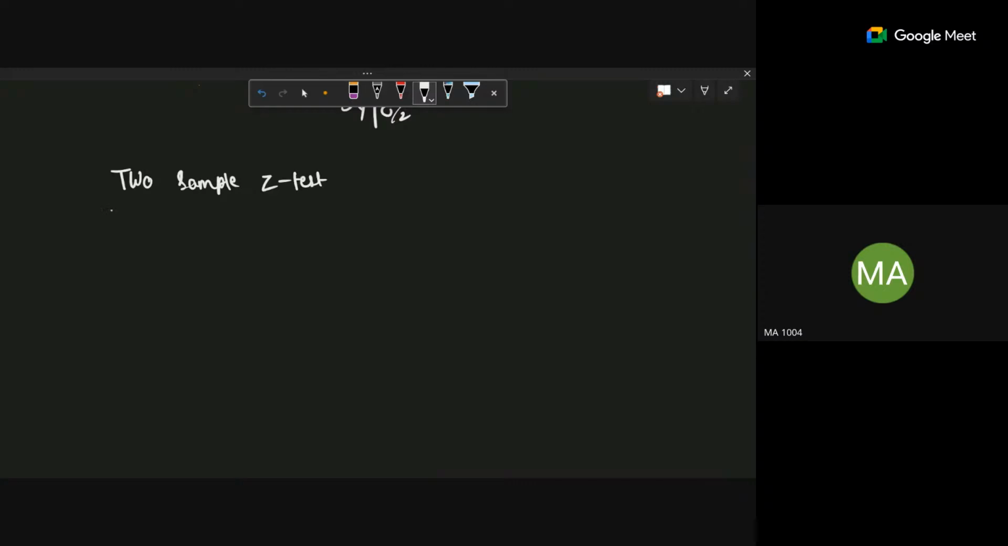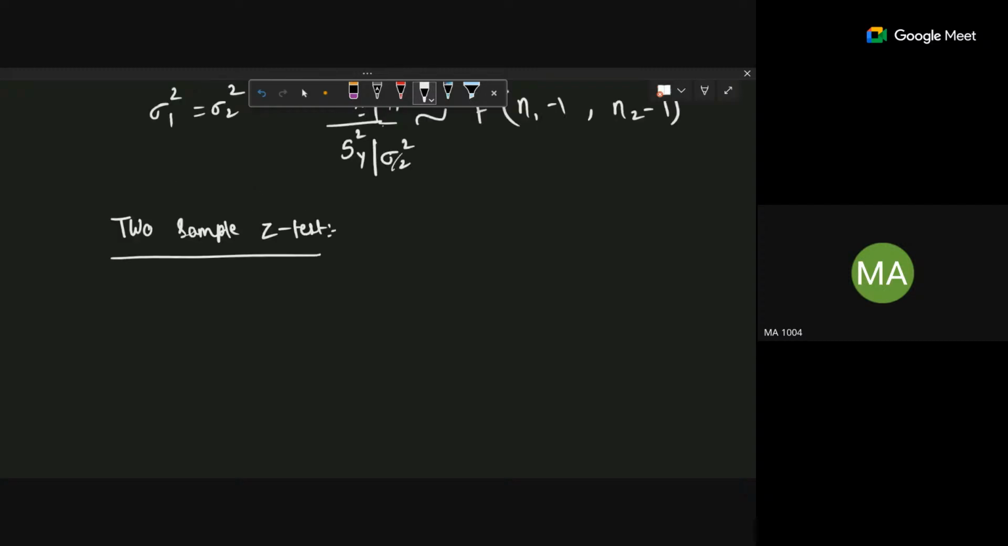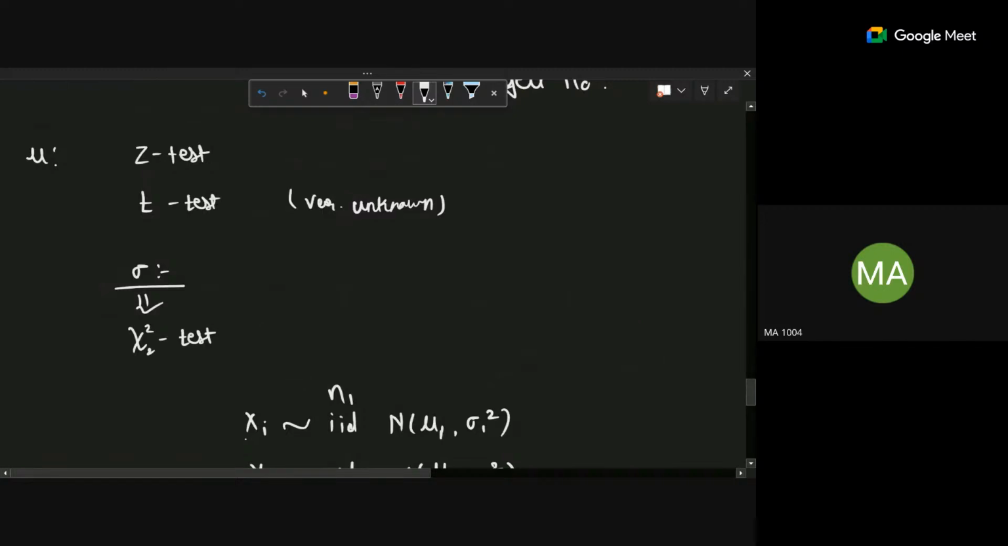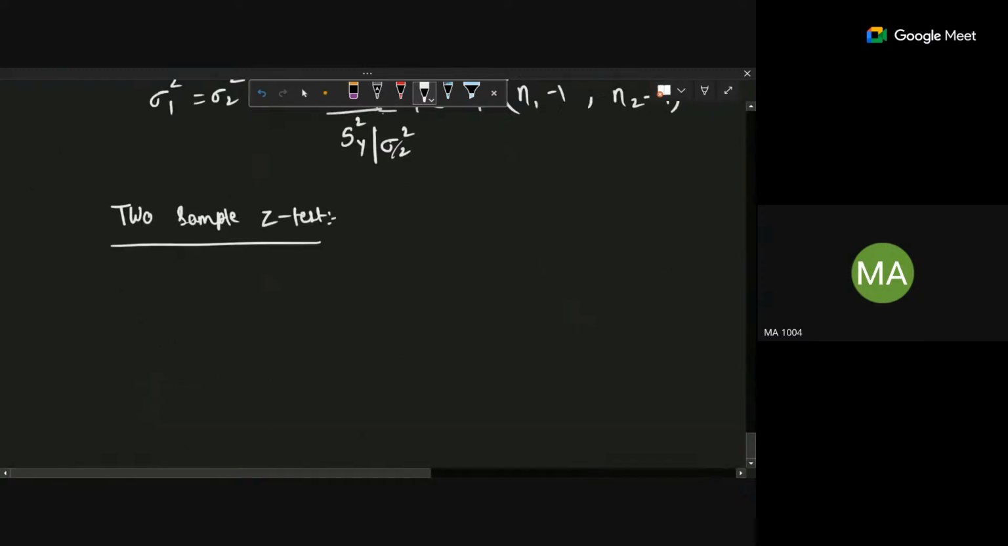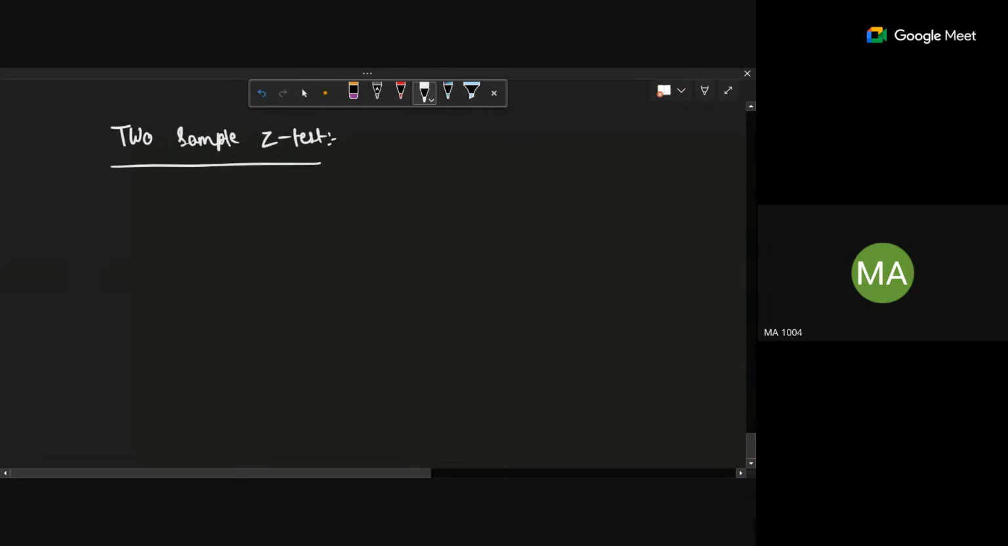The important part in hypothesis testing is to be clear about when to use which test. That's why every time I discuss this, if we are discussing the mean, there are two options, either Z test or T test, depending on whether the variance is known or unknown to you. If you are checking the variance, then don't go for the Z test, go for the chi-square test.